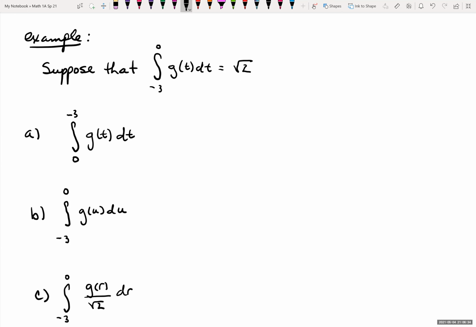We talked about, and that was the first rule that we had shown, that if these bounds were swapped, that was equal to the negative of the integral from -3 to 0 of g of t dt. So this is equal to the negative, well, we know the integral from -3 to 0 of g of t dt is root 2. So we get back negative root 2.